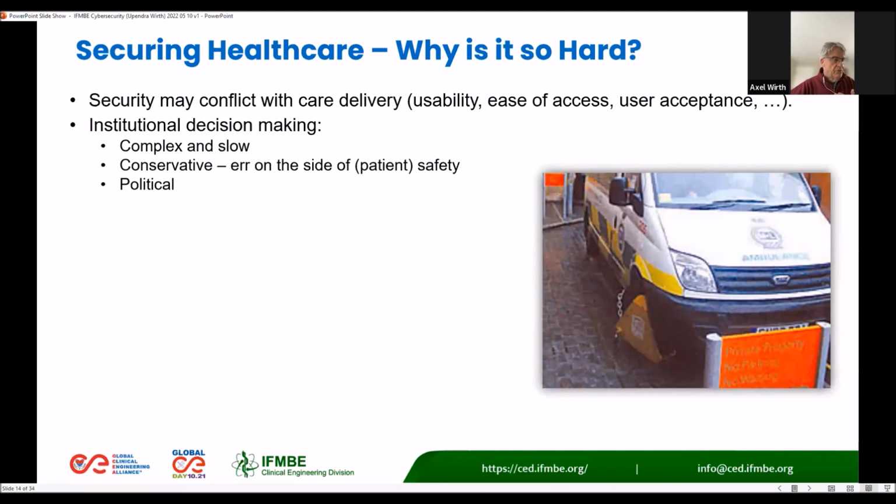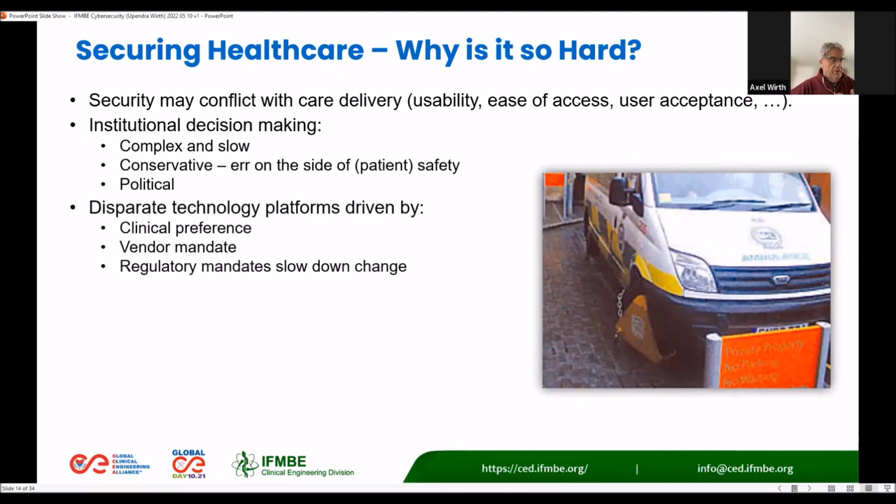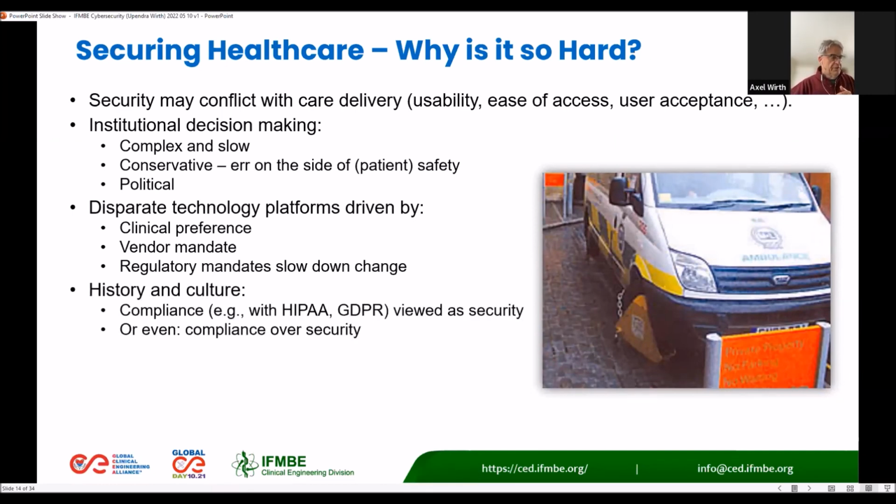counterproductive to nimble security. We also have a high disparity of technology platforms that is driven by, for example, preference of clinicians of certain departments, or what vendors mandate. They may mandate a certain hardware platform or a certain operating system, or they may hold you back in terms of changing and upgrading. And then certainly we have a lot of regulatory mandates that also slow down change, which again is the opposite of a nimble approach that we would need in cybersecurity.